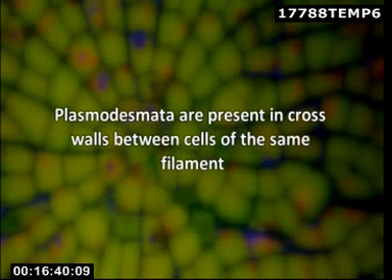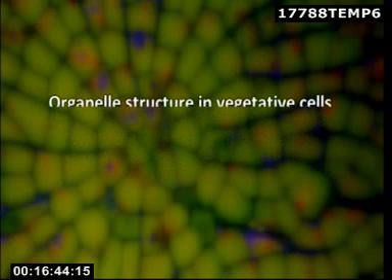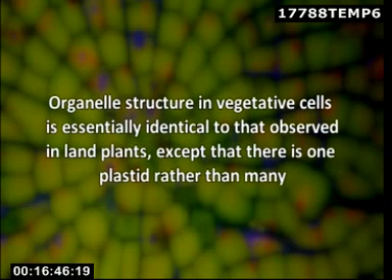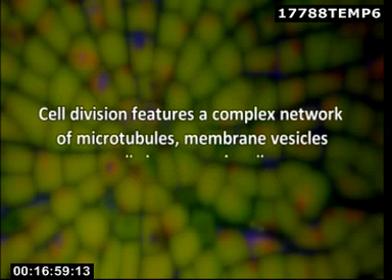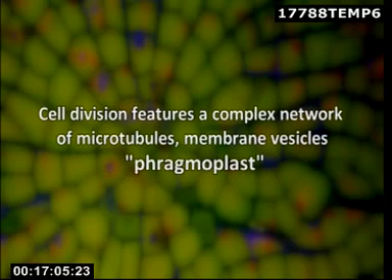Plasmodesmata are present in the cross walls between cells of the same filaments. In general, the organelle structure in vegetative cells is essentially identical to that observed in plants, except that there is one plastid rather than many. Cell division features a complex network of microtubules and membrane vesicles called phragmoplasts, again as found in all land plants.